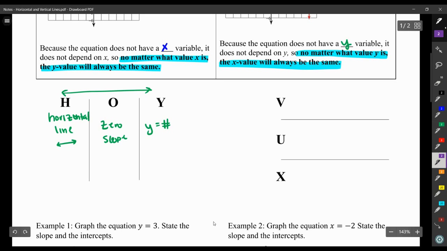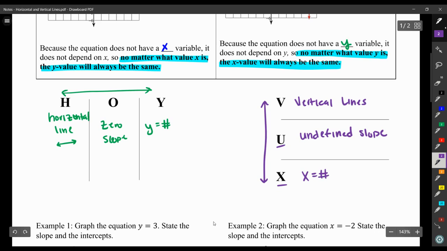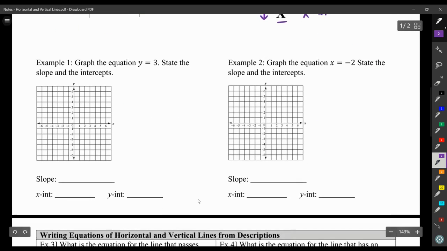And the VUX is for the vertical lines. So these are vertical. The U is to help you remember that it has undefined slope. And the X is to help you remember that it's always x equals a number. So vertical lines are always in the form of x equals something, and horizontal lines are always y equals a number without anything else.